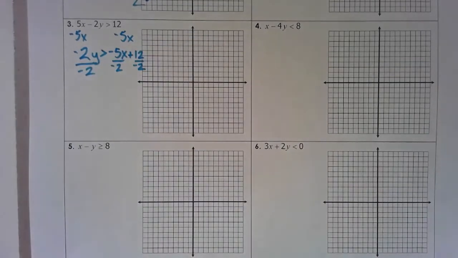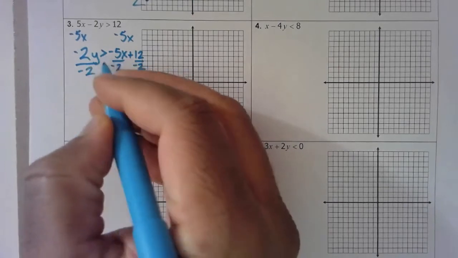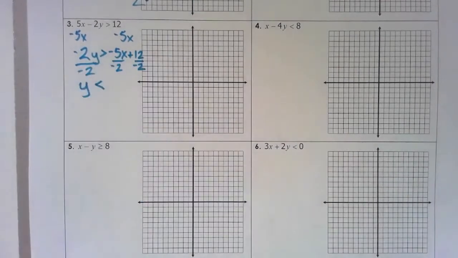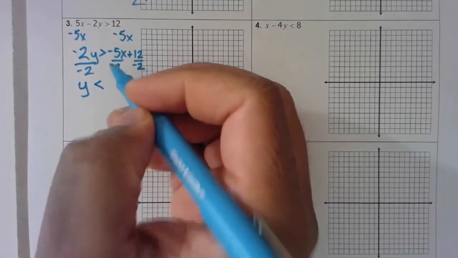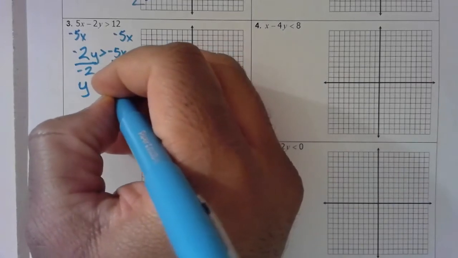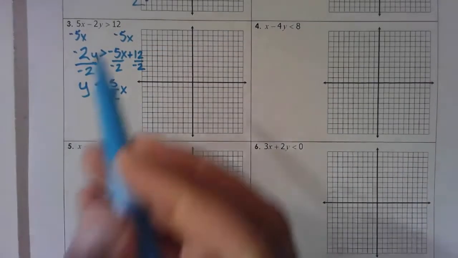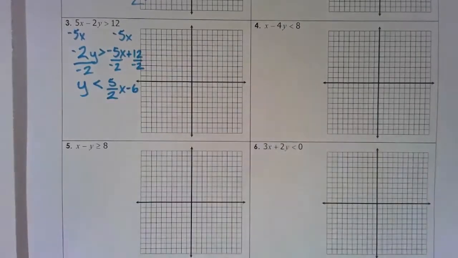Okay. Now, when I divide by -2, danger, danger, I have to flip my sign here because I divided by a negative number. So now I'm going to have y is less than. What I get when I do -5 divided by -2, I'm going to have a positive 5/2 x. And then finally, 12 divided by -2, that's going to give me a -6.